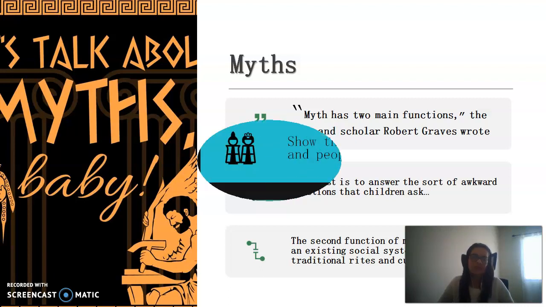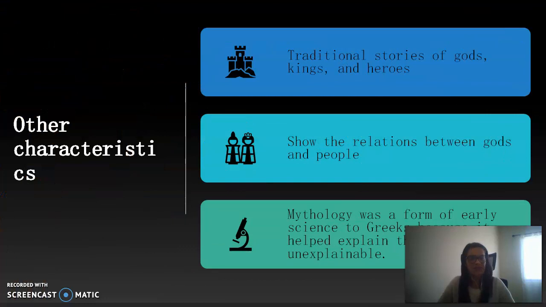There are many other characteristics related to myths, but the most important ones, let's say, are that these are traditional stories of gods and kings and heroes, and also monsters, and there are many other types of characters that we are going to find in these stories. They're going to show a relation between gods and people. We have never thought about being in touch with a god in such a close way. I mean, we speak to our God in a different way, but to be face to face with a god, speaking to him or to her. Okay, this is something that is going to happen in this type of myths.